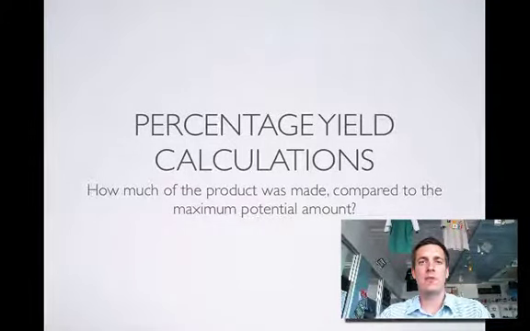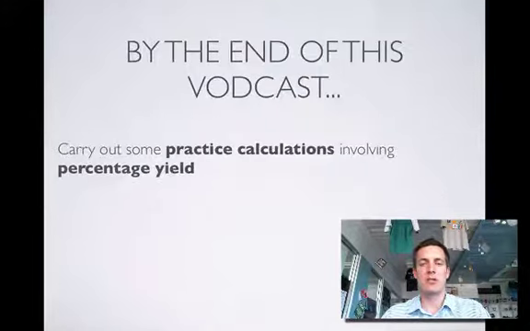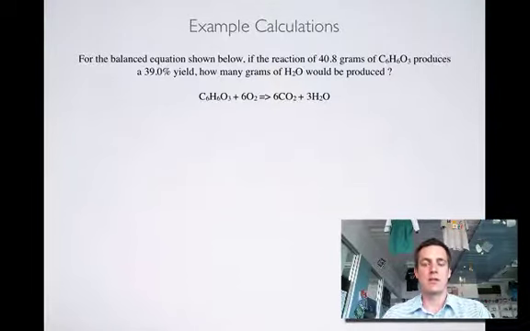Like films 3 and 4, this one's about percentages in calculations, and in particular this one deals with percentage yield calculations. So basically, a percentage yield tells us what percentage of what we could have made, looking at the balanced equation, we have actually made. Just to try and make that a little bit clearer, here's an example calculation.